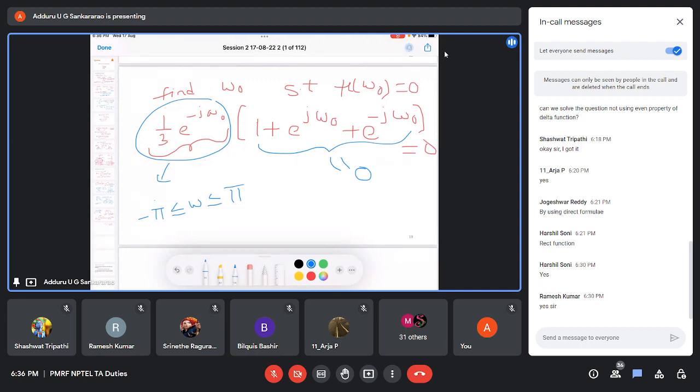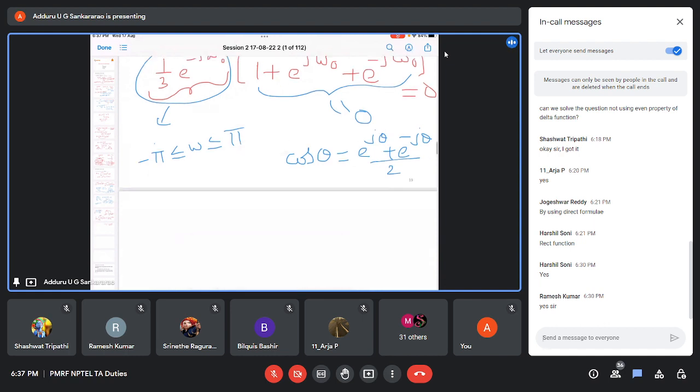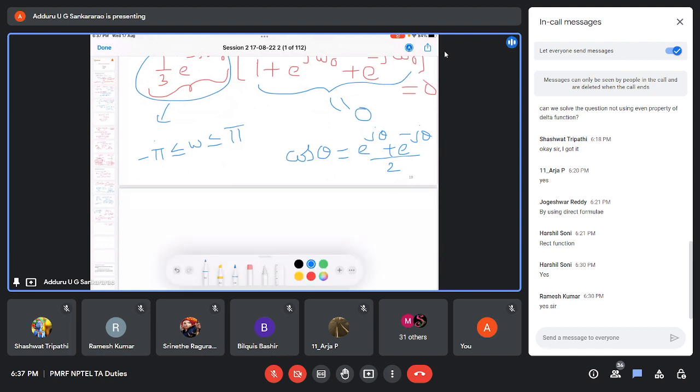Now e power j omega naught plus e power minus j omega naught is 2 cos omega naught, because we know cos theta is e power j theta plus e power minus j theta by 2. We can express this in terms of exponentials, so we use that formula here. So 1 plus 2 cos omega naught equal to 0. The first term cannot be 0, only the second term can be, so we make it equal to 0.